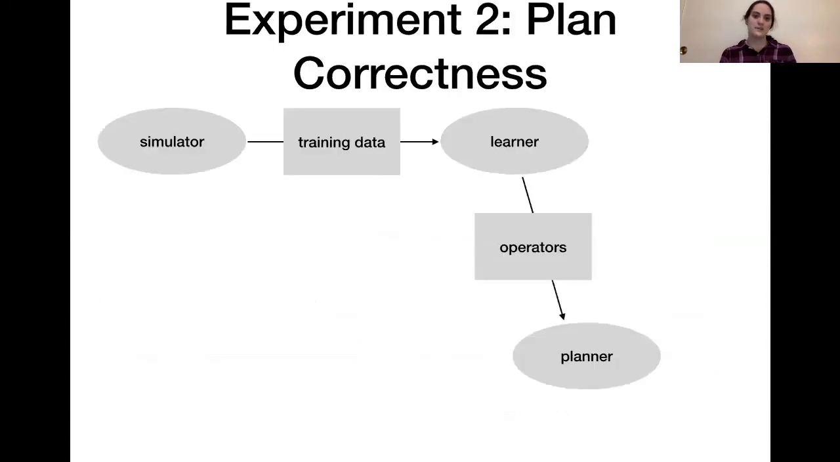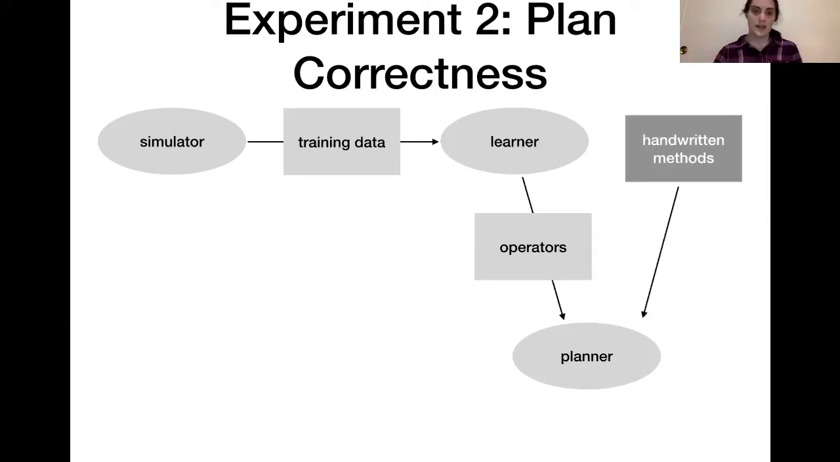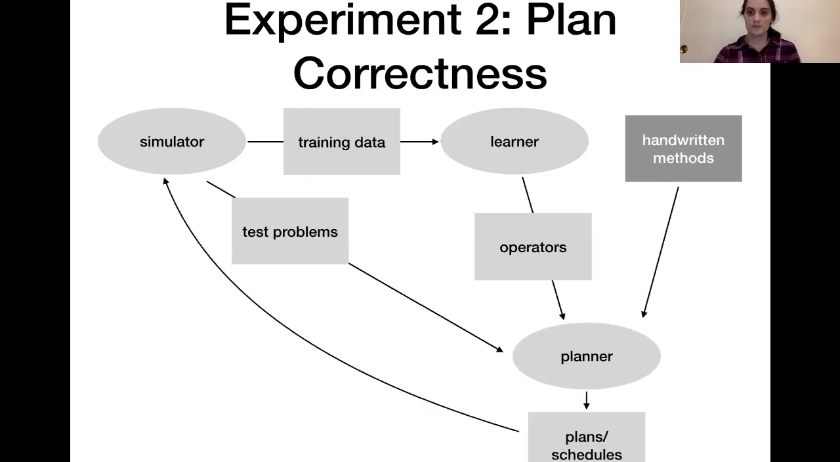Our second evaluation technique uses one of the sets of learned operators and a set of handwritten methods, and attempts to generate plans for a set of test problems using a planner. The planner is a hierarchical task network planner, hence the need for handwritten methods. The plans it outputs, we convert to schedules, which we simulate to verify their correctness.